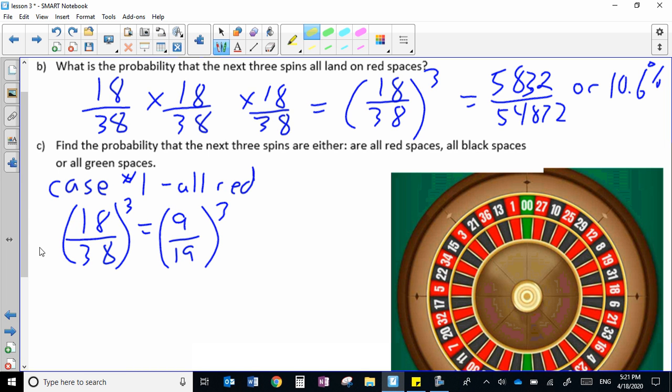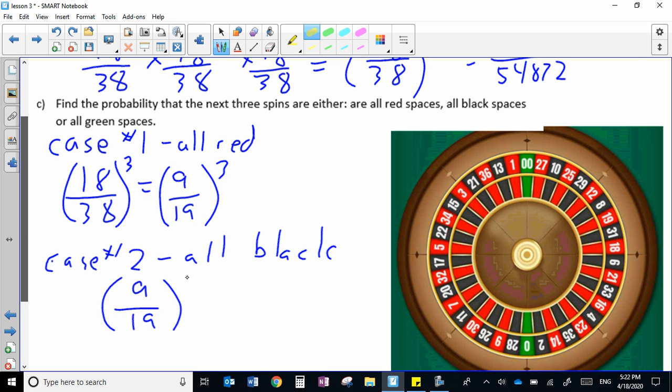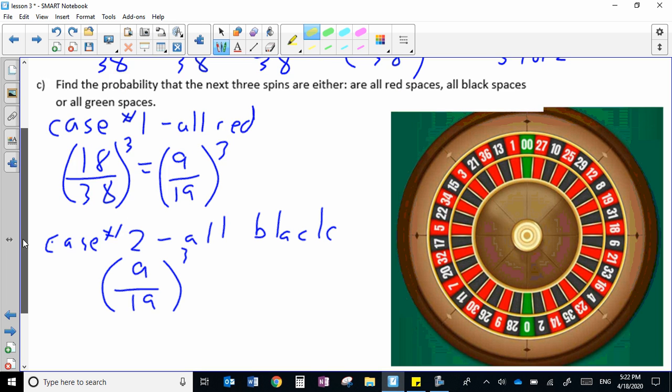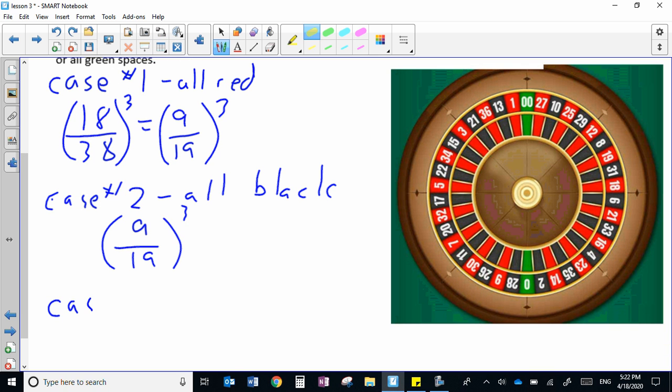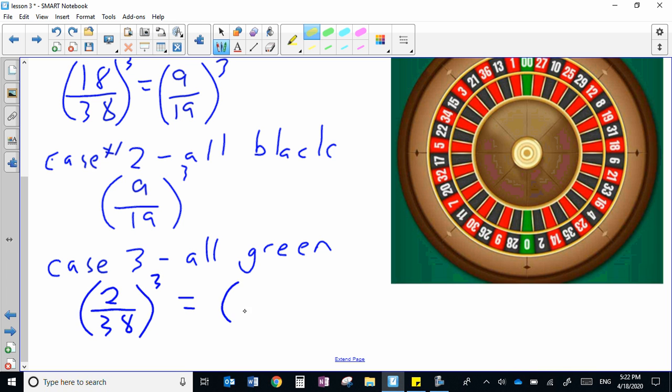Okay. Case number 2, all black. That has the exact same probability, 9 out of 19 cubed. And then finally, case number 3, all green. It's not necessary to label them case 1, case 2, case 3. I'm just doing that for this example. Okay, there are 2 green spaces out of 38. So 2 out of 38, that needs to happen 3 times in a row. That's the same as 1/19 cubed.